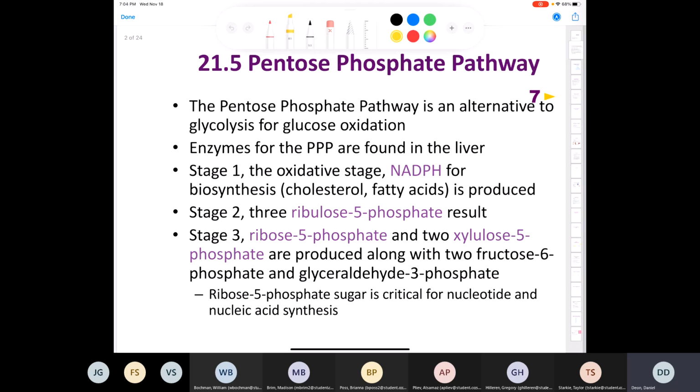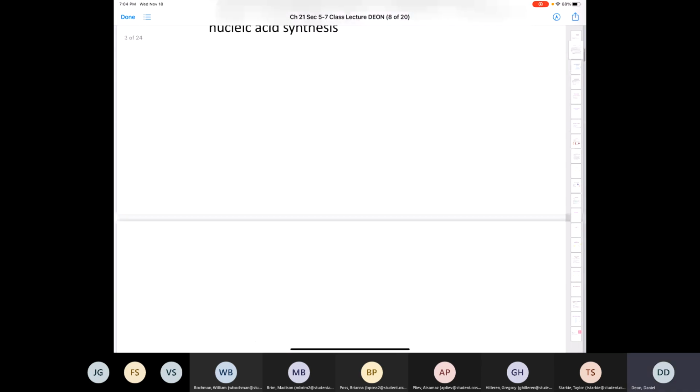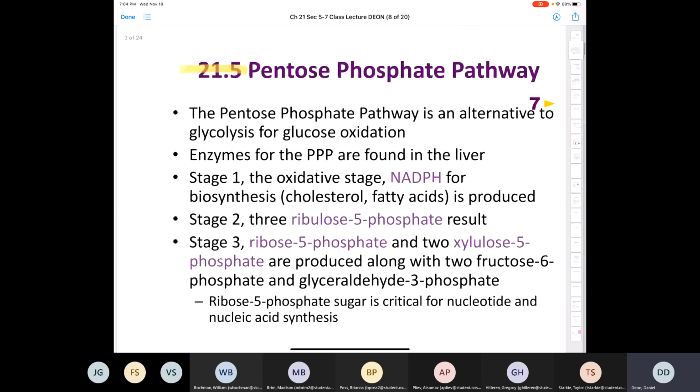Now, our book, I'll be completely honest with you, doesn't go into a lot of detail about the pentose phosphate pathway. She just kind of mentions a couple of things, and I've really condensed it here into these two slides. It says here the pentose phosphate pathway is an alternative to glycolysis for glucose oxidation. So it's just another way that glucose can be metabolized.